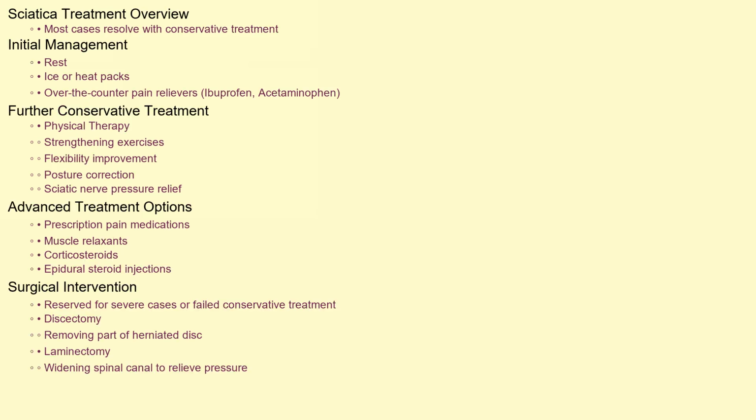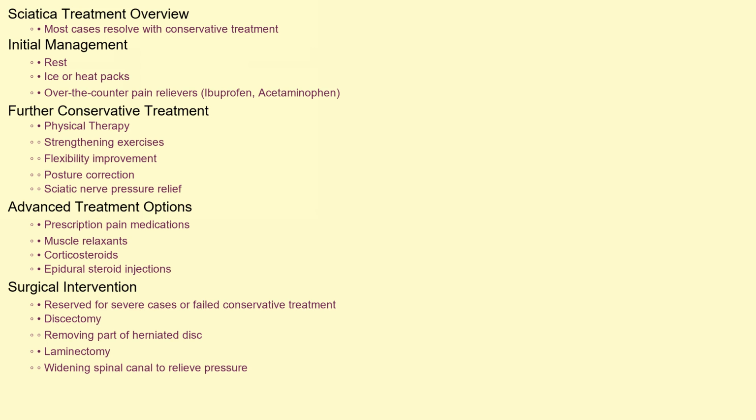Fortunately, most cases of sciatica resolve with conservative treatment. Initial management often includes rest, ice or heat packs, and over-the-counter pain relievers like ibuprofen or acetaminophen. Physical therapy plays a crucial role in strengthening the back and abdominal muscles, improving flexibility and correcting posture. Specific exercises and stretches can help to relieve pressure on the sciatic nerve. If pain persists, your doctor may prescribe stronger pain medications, muscle relaxants, or corticosteroids. In some cases, epidural steroid injections can be administered to reduce inflammation around the nerve.